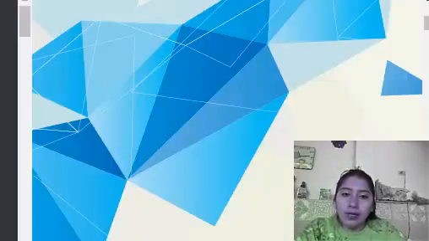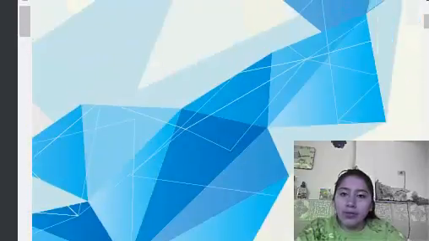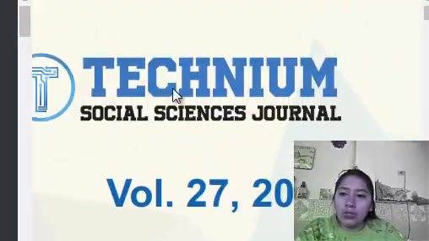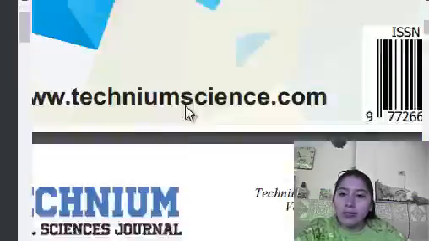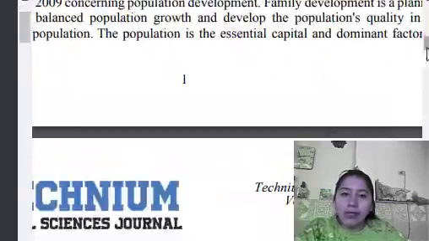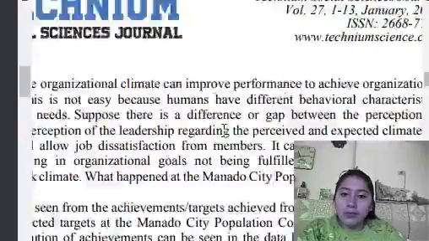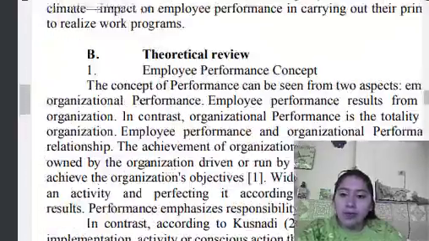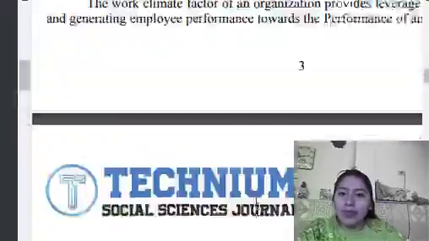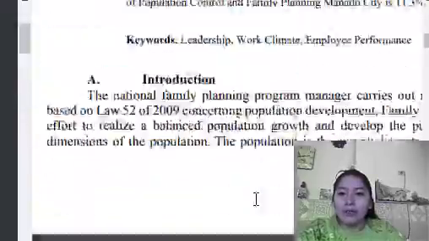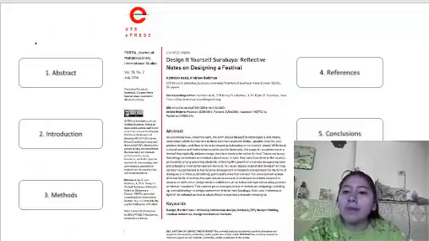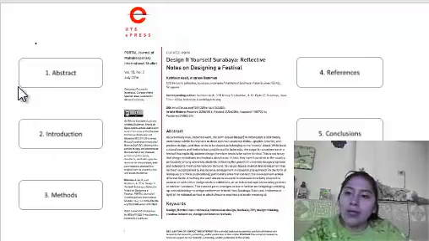Here I have another example. This is an online journal, the Social Sciences Journal. This article has 14 pages and has all parts of the journal article. With this example, I'm going to explain the parts of the journal article.